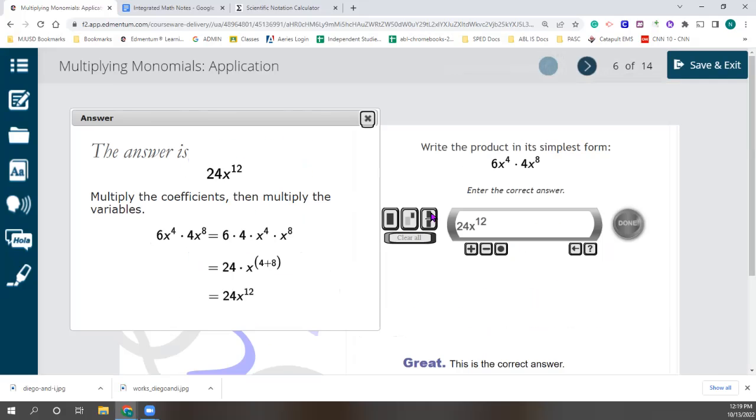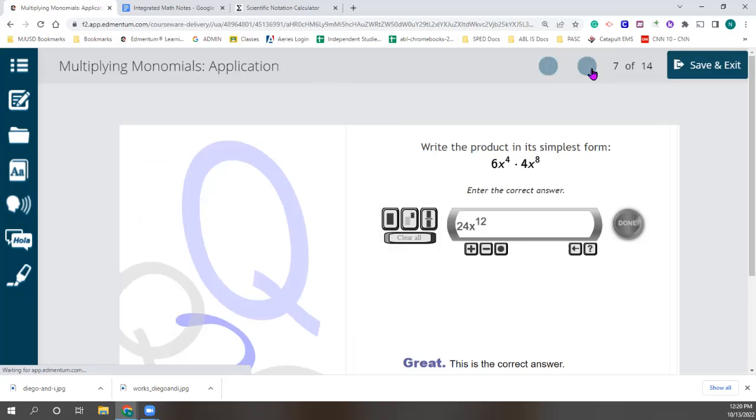Great job. Yay. It walks it through. 4 times 6 equals 24. x to the 4th times x to the 8th. We use the product rule for exponents, and that's how we add those up. So we get 24x to the 12th. Write the product in its simplest form.